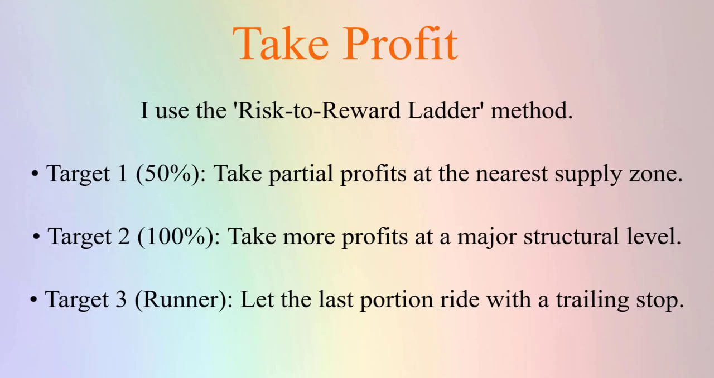Where to take profit? This is where many supply and demand traders struggle. They hold for Moon or Lambo, and they watch profits turn into losses. I use the risk to reward ladder method. Target 1, 50%. Take partial profits at the nearest supply zone. Target 2, 100%. Take more profits at a major structural level. Target 3, runner. Let the last portion ride with a trailing stop.